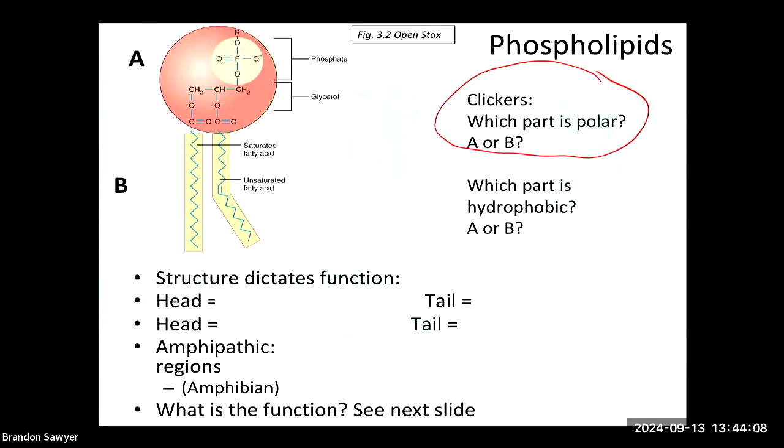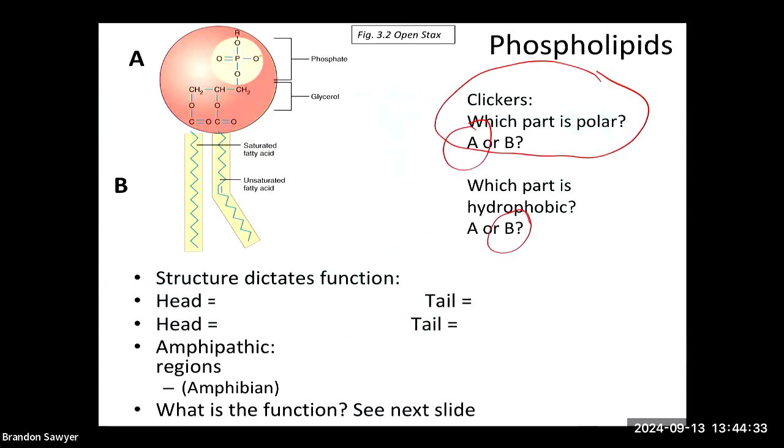All right, about 10 more seconds. Go ahead and send something in, either A or B. Okay, looks like everybody, 100% of you are saying A. So you're saying that the head is polar, correct? And then what did you say for the second question? B, the tails are hydrophobic.